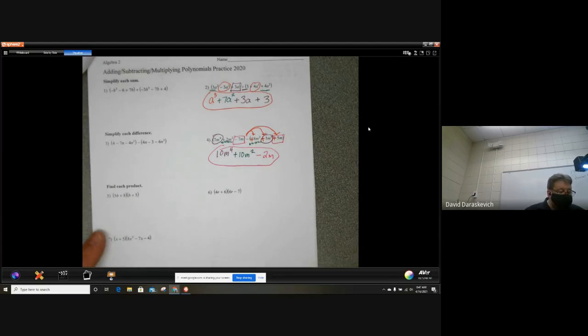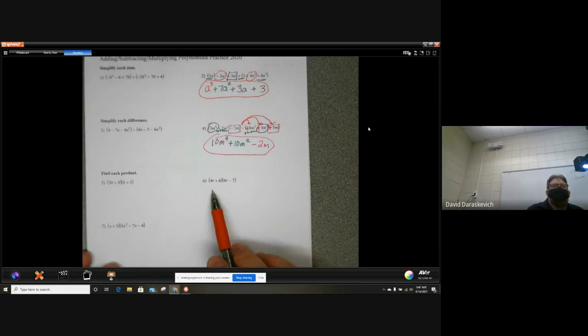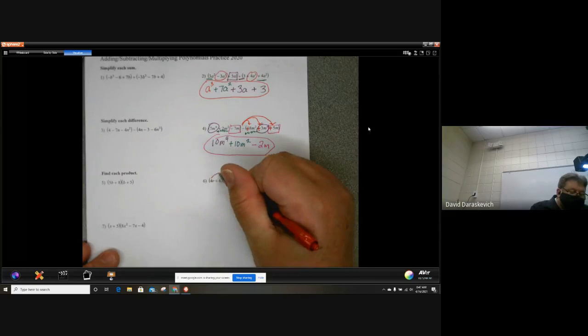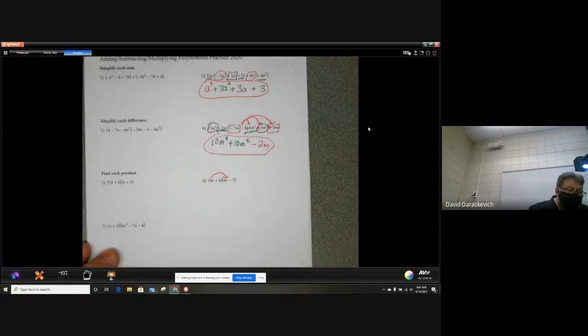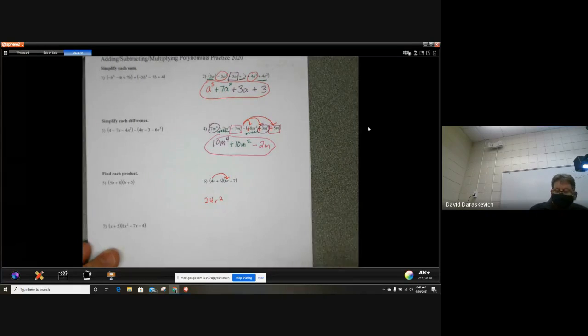When I have a binomial times a binomial, we use FOIL. You guys are probably used to FOIL, or even, well, I'll do FOIL. So first, 4r times 6r is 24r squared, right?